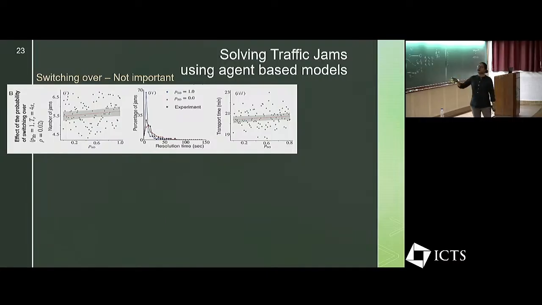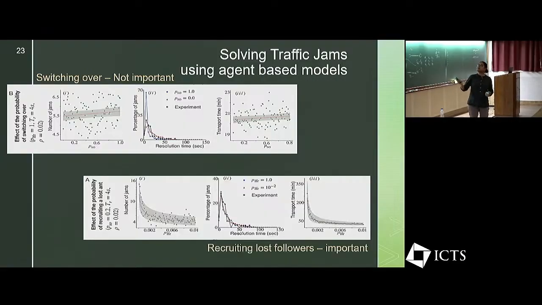Right? So I told you about switching over, and we find that if you change the probability of switching over and look at the number of jams that are occurring, this is not really very important. No matter how much switching over is happening, it is not affecting the number of jams. The resolution times are also not being very greatly impacted with the experiment. And the transportation time, the total time taken to move the entire colony, is not really dependent on this switching over. Right? Hence we know from the model, because we cannot ask the ants directly, that switching over is not an important player in resolving these jams.